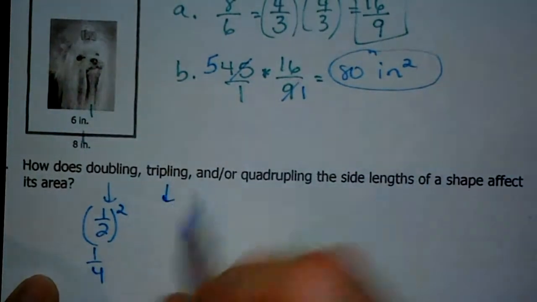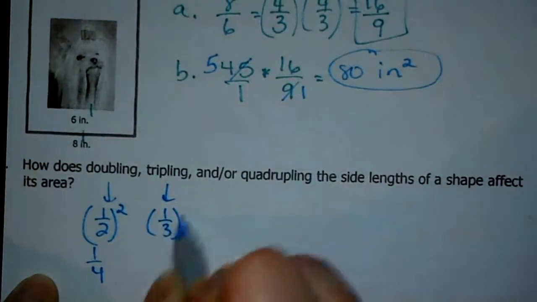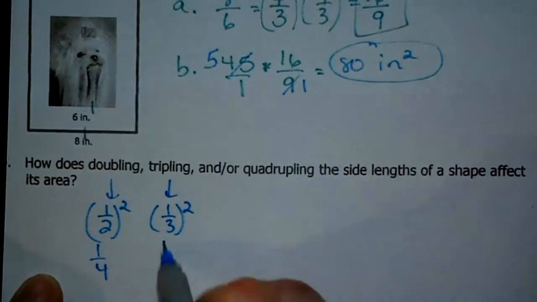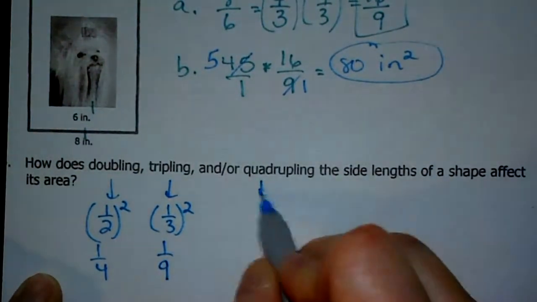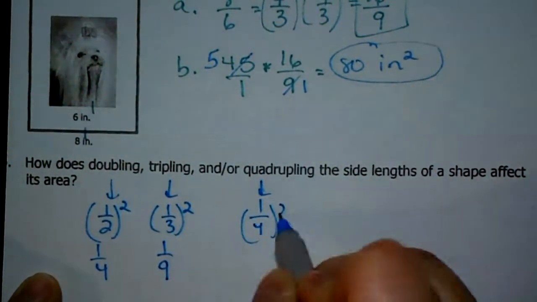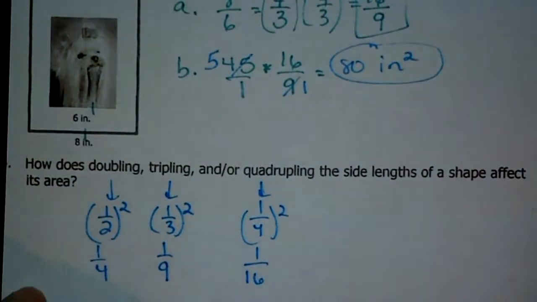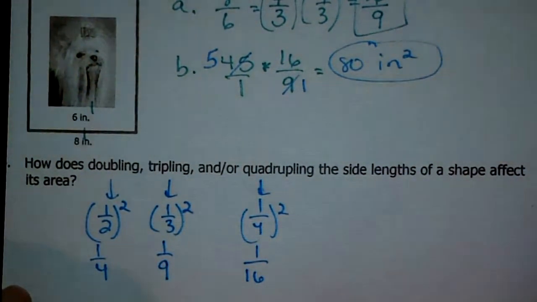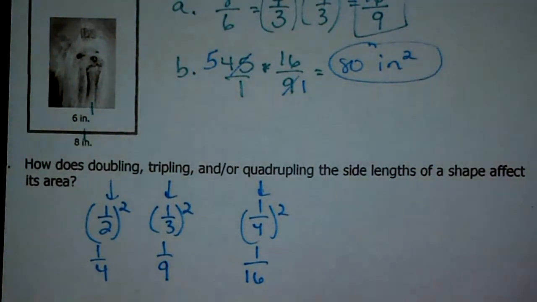In a tripling relationship, it would look like that, which would be 1/9. And in a quadrupling relationship, it would look like that. So you're actually squaring each item. All right, you're done. Good work.